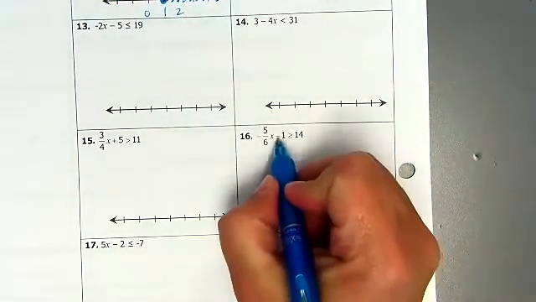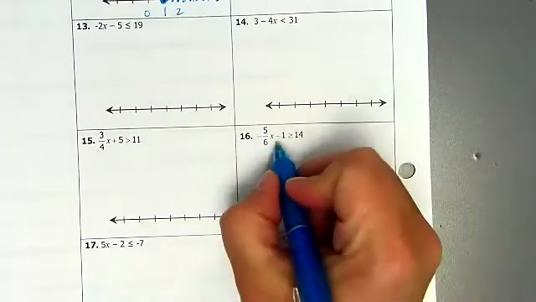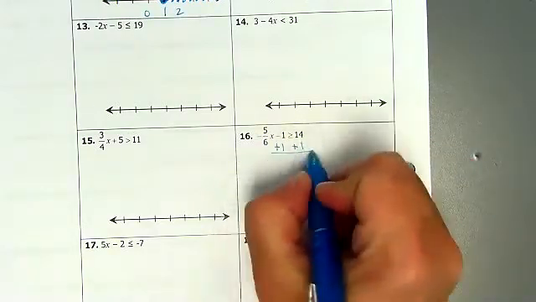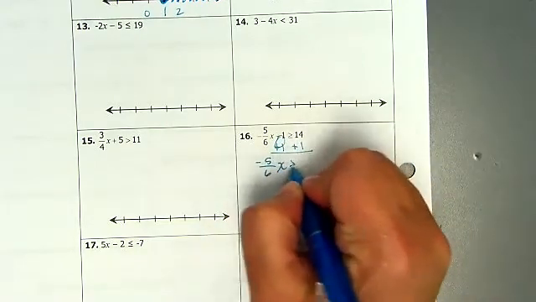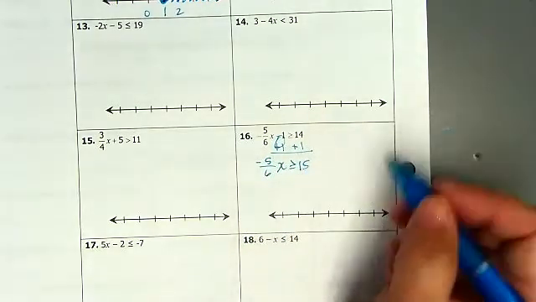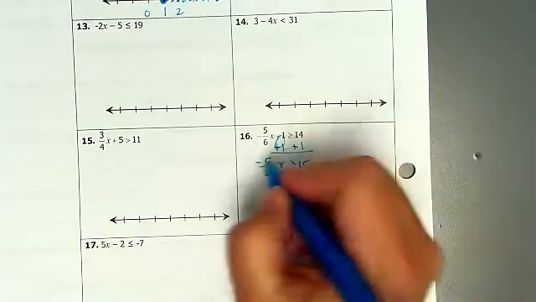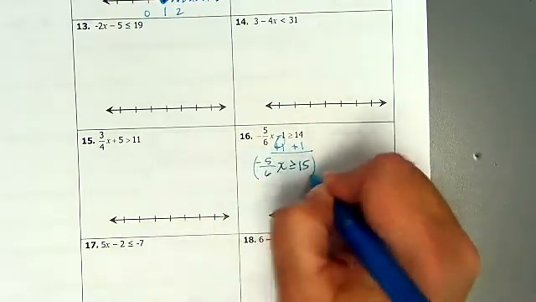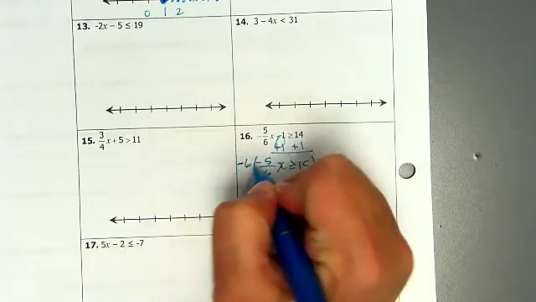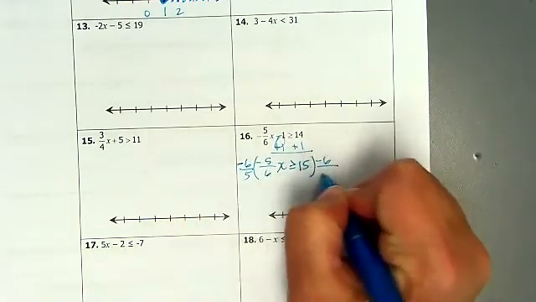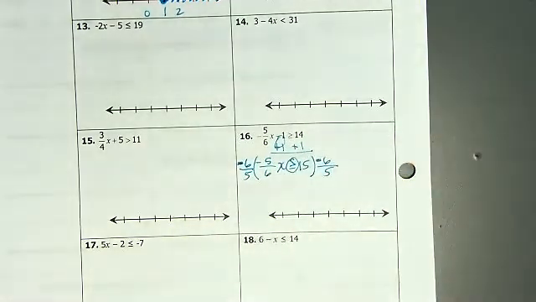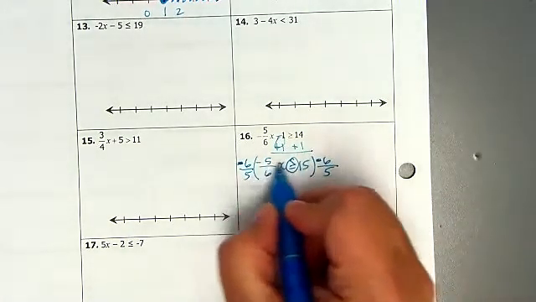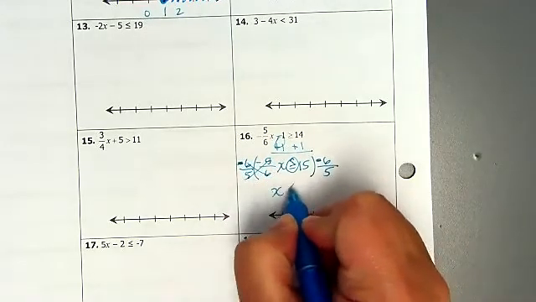All right, so I'm subtracting 1 from the variable term, so I'm going to add 1 to both sides, and this zeroes out, and I have -5/6 x is greater than or equal to 15. Now I'm multiplying by a -5/6. That's a fraction, so I have to multiply by its reciprocal, which is going to be a -6/5. I'm multiplying by a negative number to both sides, so I flip the inequality symbol. There we go. So this cancels, and I'm going to have x is less than or equal to.